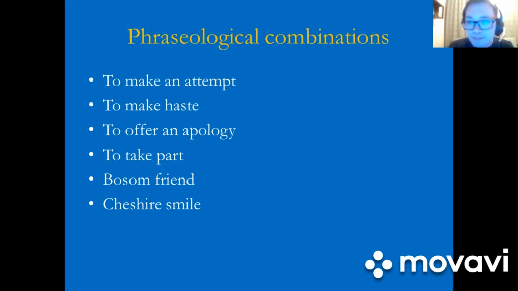For example, bosom friend. One of the typical characteristics of phraseological combinations is that you can alter them. You can add some new words to them. You can alter their grammatical form. For example, bosom friend, you may say not only bosom friend, but bosom friends, for example. Or you can add some other components like my bosom friend. So bosom friend, bosom, this is our heart. So bosom friend means a friend who is in my heart. So it's quite a close friend to me.